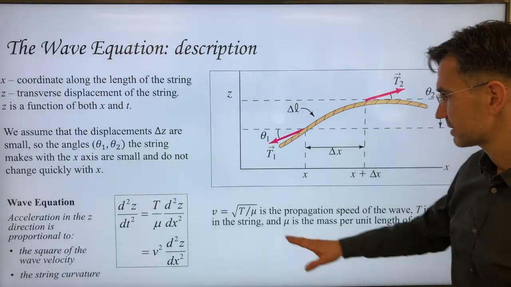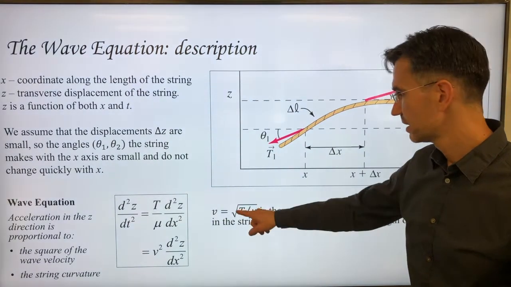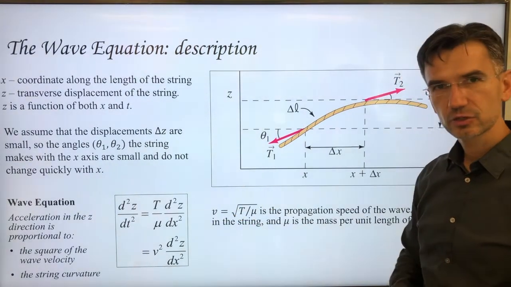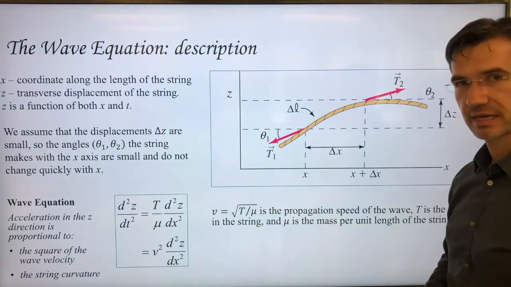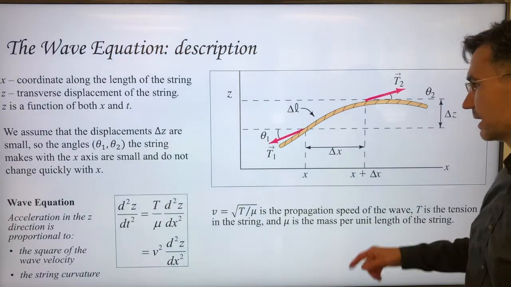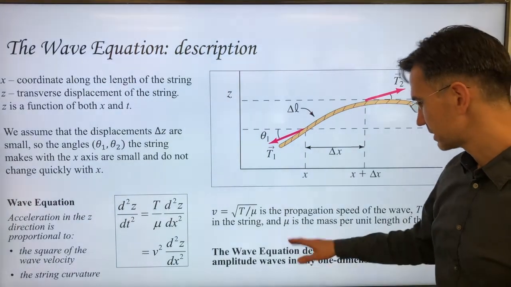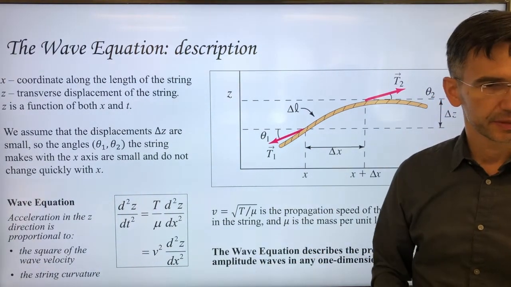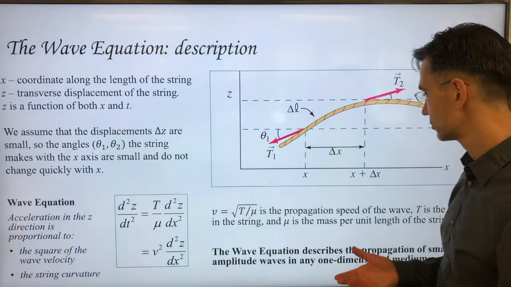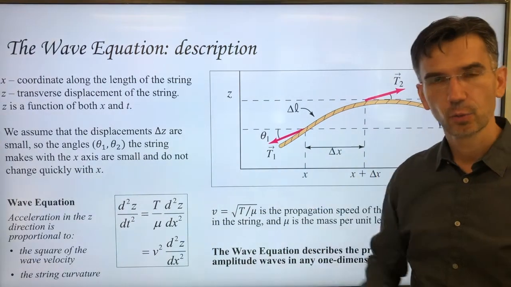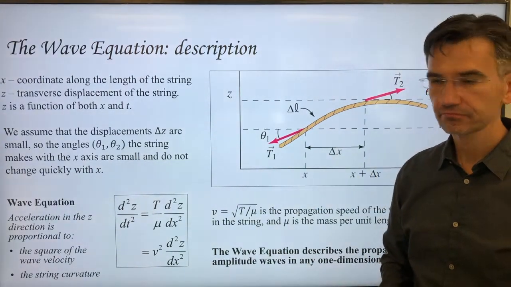So in this case here, for a string, the velocity is the square root of the tension of the string over the linear mass density. So this is the mass per unit length, mu, for the string. And what the wave equation does is it describes the propagation of small amplitude waves in any one-dimensional medium.